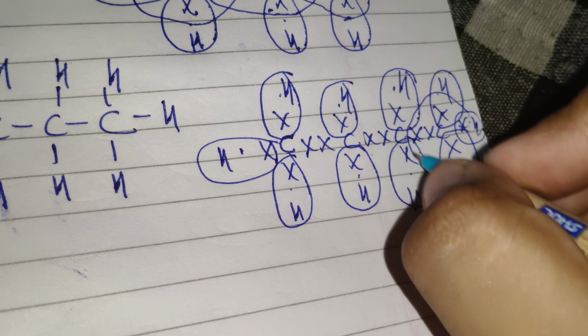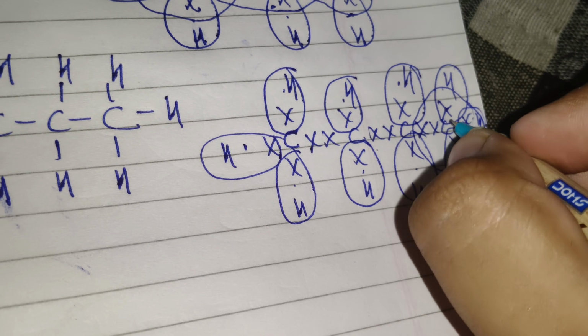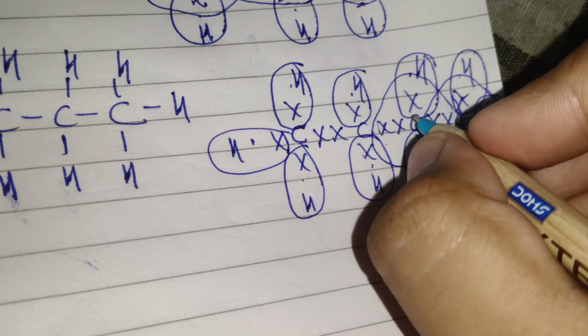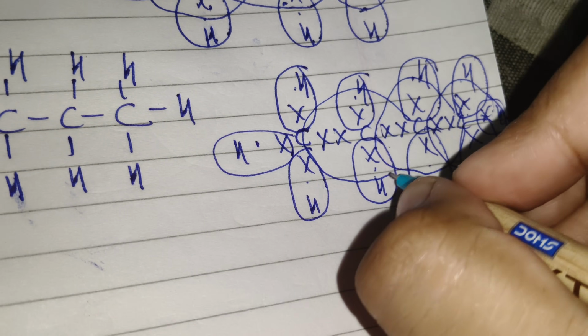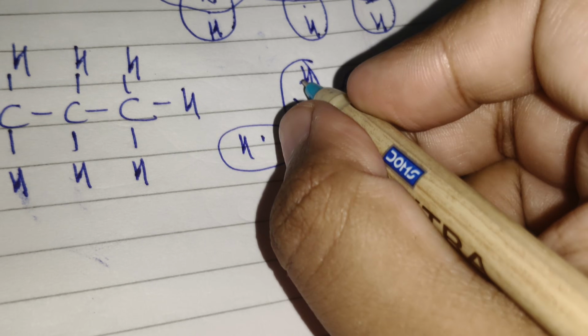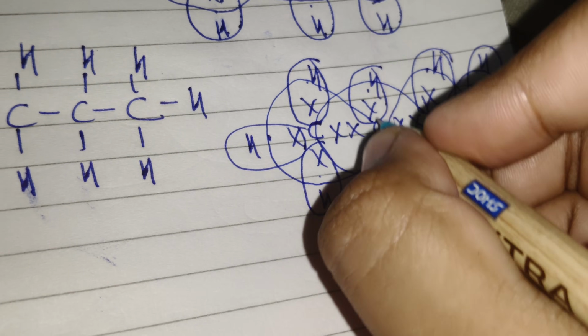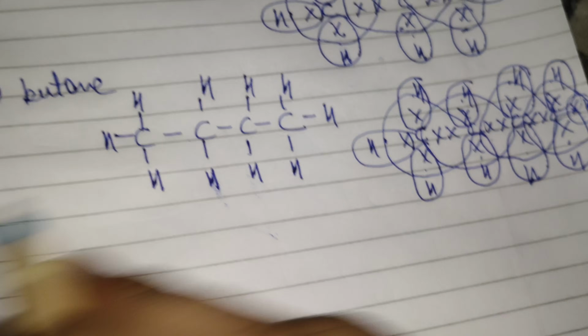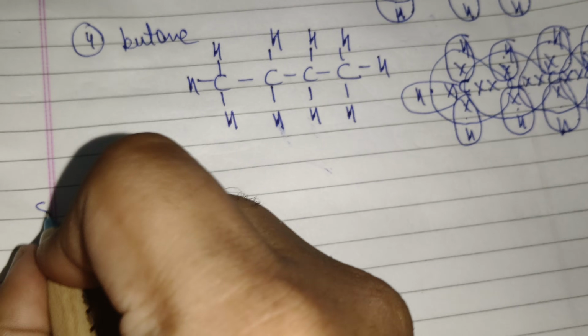Now if we make this carbon orbital, then again 4, again a carbon orbital, again form a carbon orbital. So basically this is the structure of butane: 1 carbon, 2 carbon, 3 carbon, 4 carbon. So this is butane. Now the fifth, pentane.